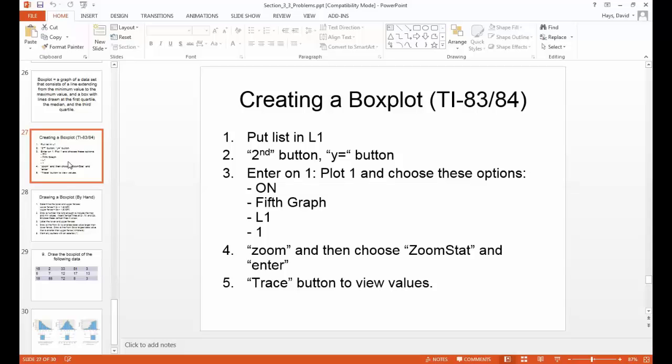Now, creating a box plot on a TI-83, TI-84: put the list in L1. You do second, Y equals, enter on Plot 1, and choose these options: On, the fifth graph, L1, 1. Then you choose zoom, stat, and then you press trace to get your values. This will not only give you the box plot, it'll give you the five-number summary, which we'll see.